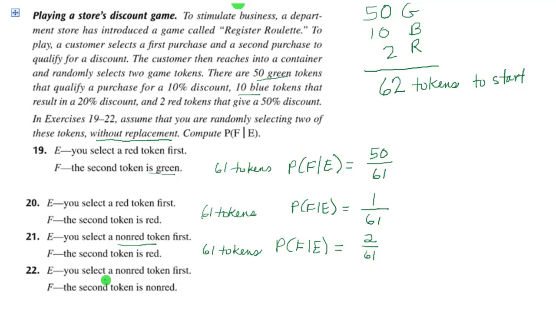Okay, here's 22. You're going to select a non-red token first, and the second token is non-red. So again, you've selected a non-red token, which means that now instead of having 60 non-red, you have 59 non-reds out of your 61.